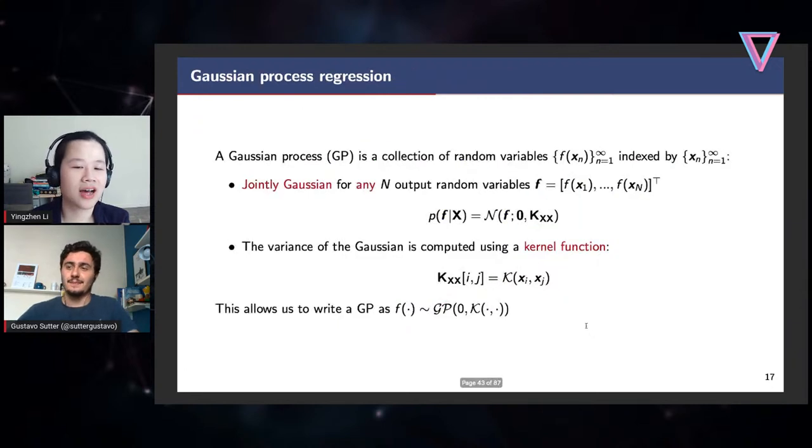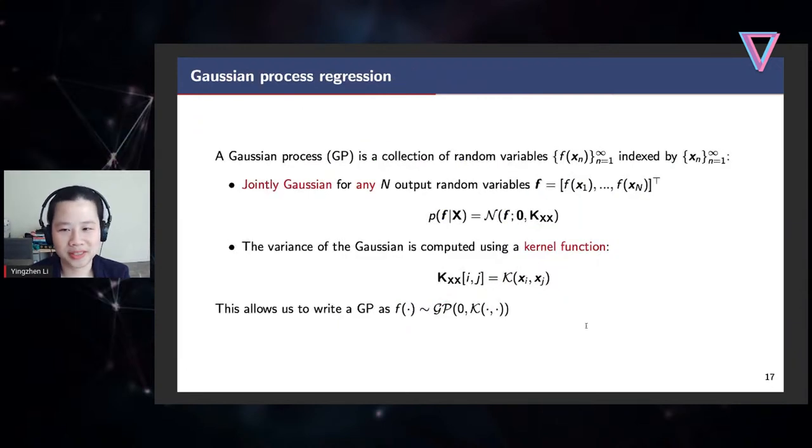Okay, great. So let's now talk a little bit about Gaussian process regression. This is just a textbook definition. Essentially, because I just said that this function space view applies to any collection of data points, this basically means that a Gaussian process is a collection of random variables that is indexed by the input locations, where if you take any subset of these variables with cardinality n, then they are jointly Gaussian. And the covariance matrix is defined by a kernel function.